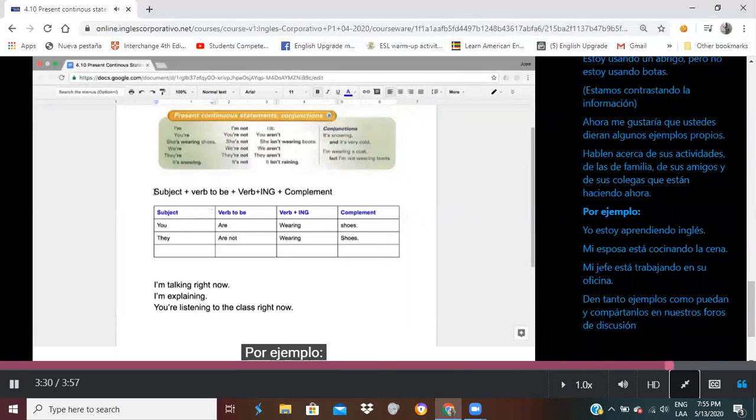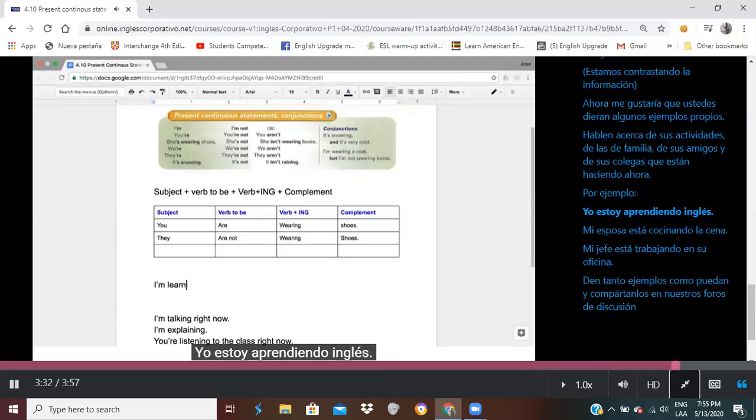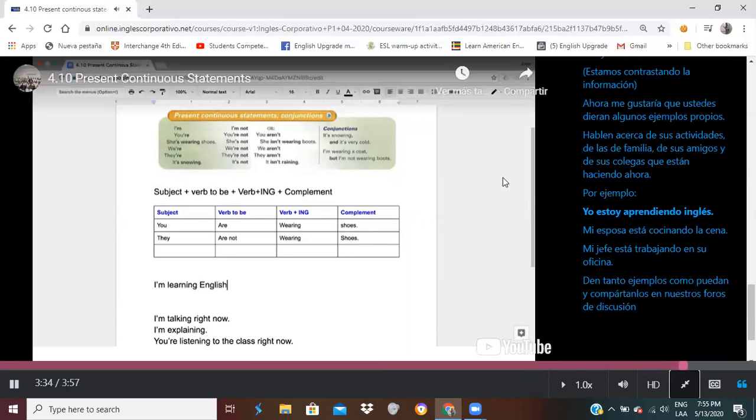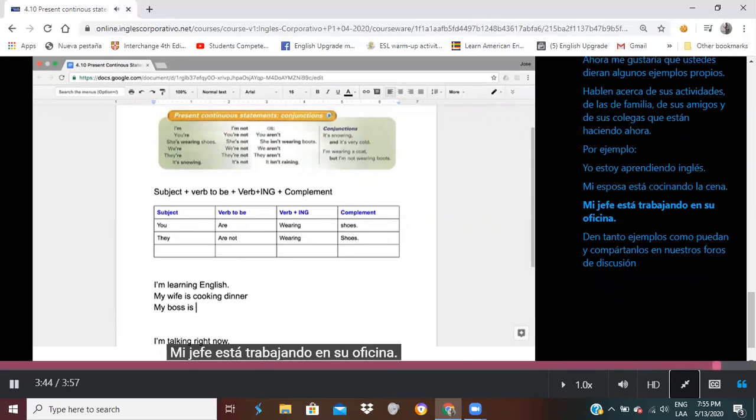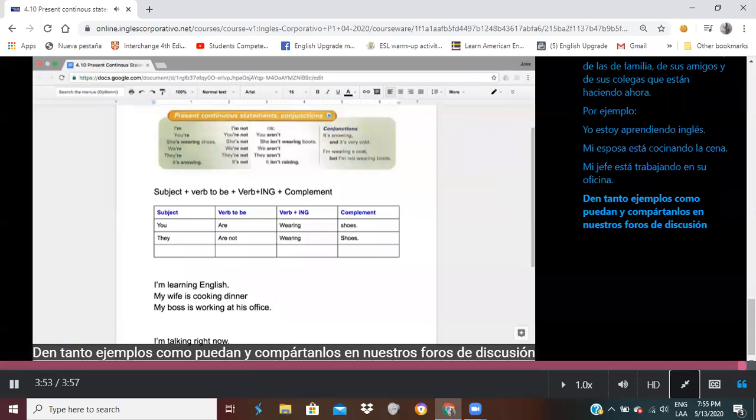Talk about the activities that you, your family, your friends, and coworkers are doing now. For example, I'm learning English. My wife is cooking dinner. My boss is working at his office. Give as many examples as you can and share them in our discussion forums.